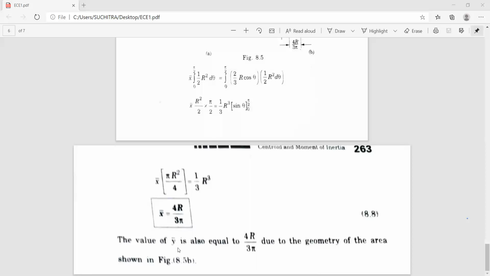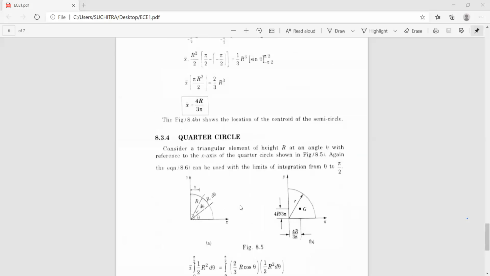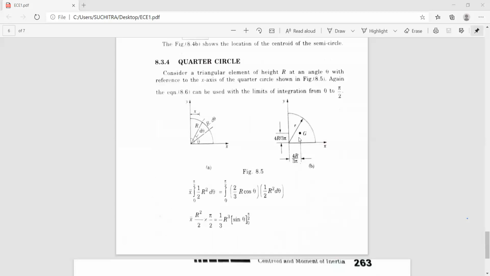The value of y bar is also equal to 4r by 3 pi due to the geometry of the area shown in the figure. You can see here, in the case of the quarter circle, this is the value of x bar. X bar is also 4r by 3 pi, and this is the value of y bar. It is also 4r by 3 pi. Now this is the geometric center of the quarter circle, with x bar and y bar both being 4r by 3 pi.